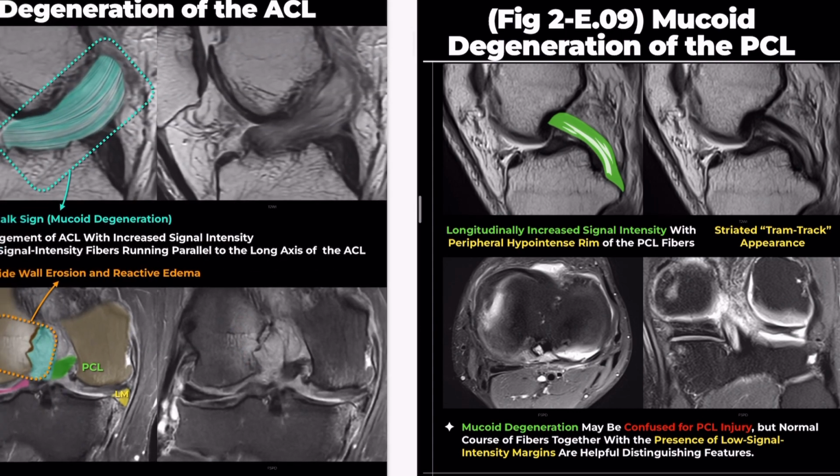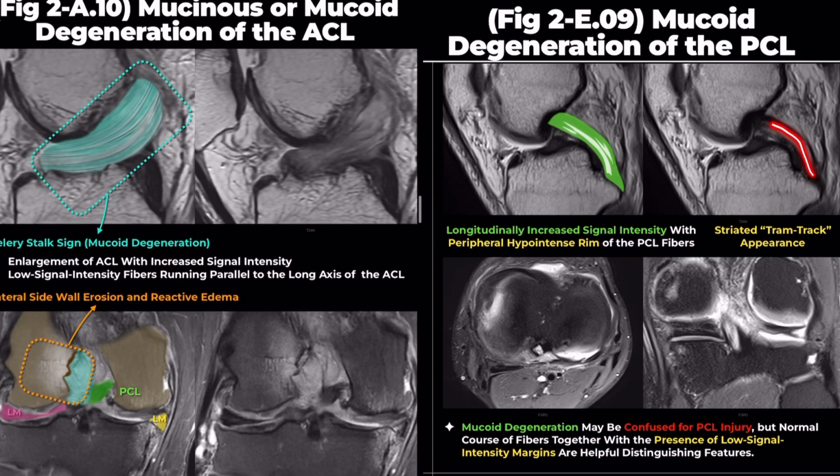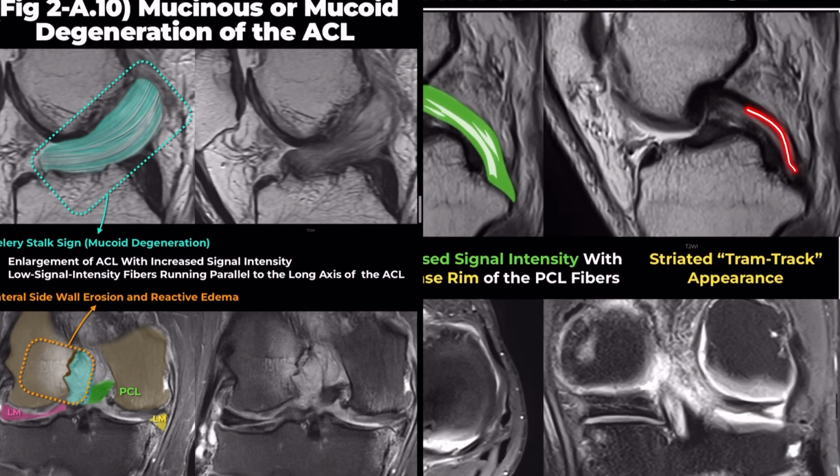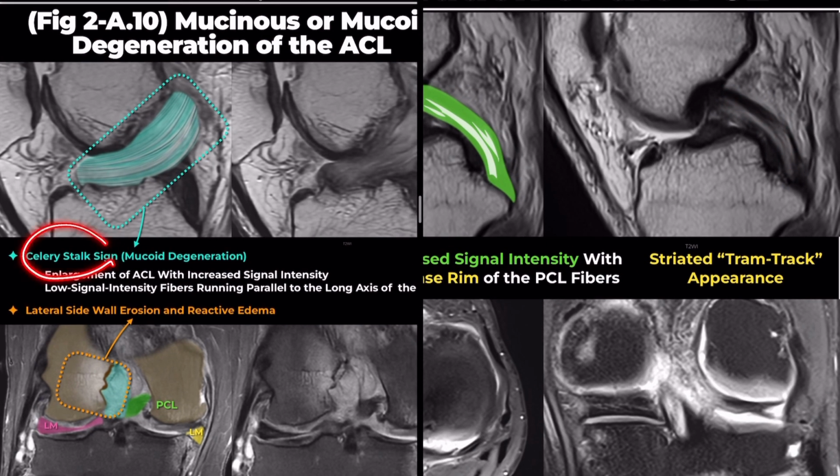Unlike the PCL, which presents a tram-track appearance, the ACL exhibits the celery stalk sign.